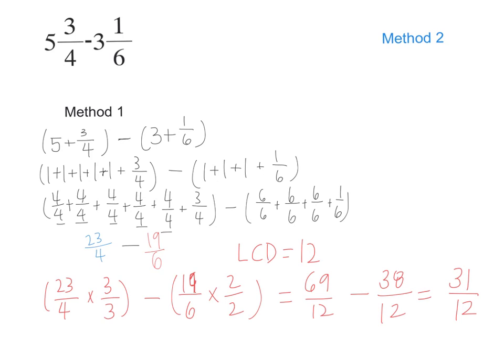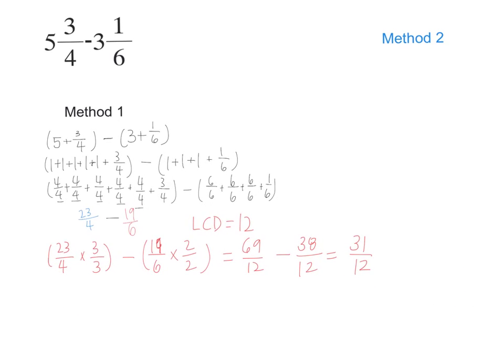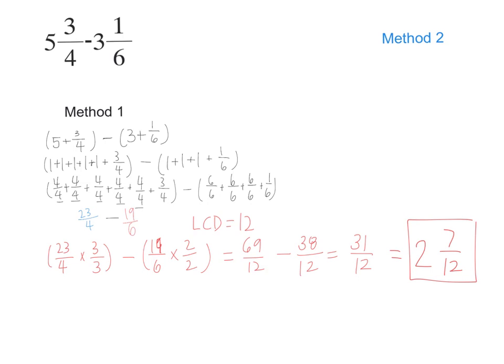No, we need to simplify it because that's an improper fraction. So how many wholes are there in 31 12ths? 2. Okay. And if I take away 24 from 31, how many 12ths do I have left? 7/12. So the answer should be 2 and 7/12.